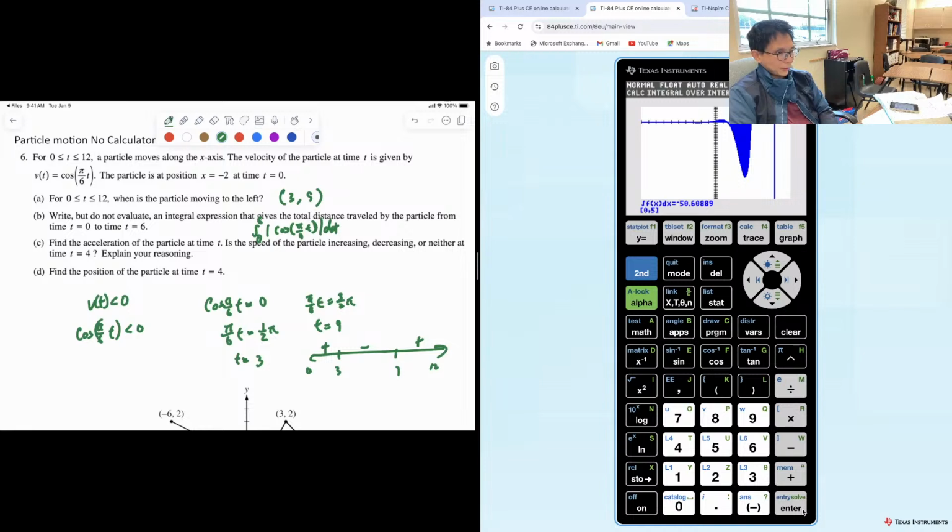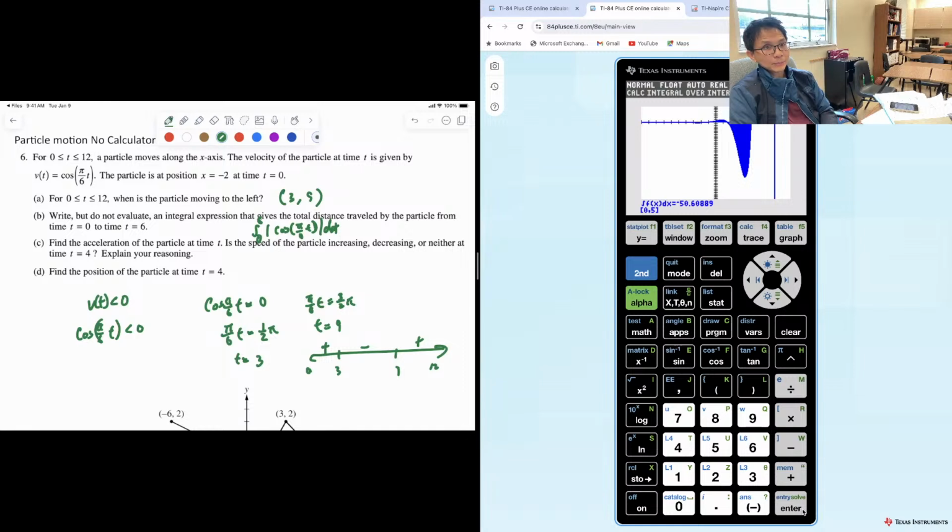I already finished 2 parts already. So B, that's the only answer. You have to calculate? No, you don't have to calculate because they say write, do not evaluate. You are integrating between 0 to 6 cosine of pi over 6t dt. That's it. Absolute value. Are some parts worth more than the other? I don't know. I'm just telling you how to do it.